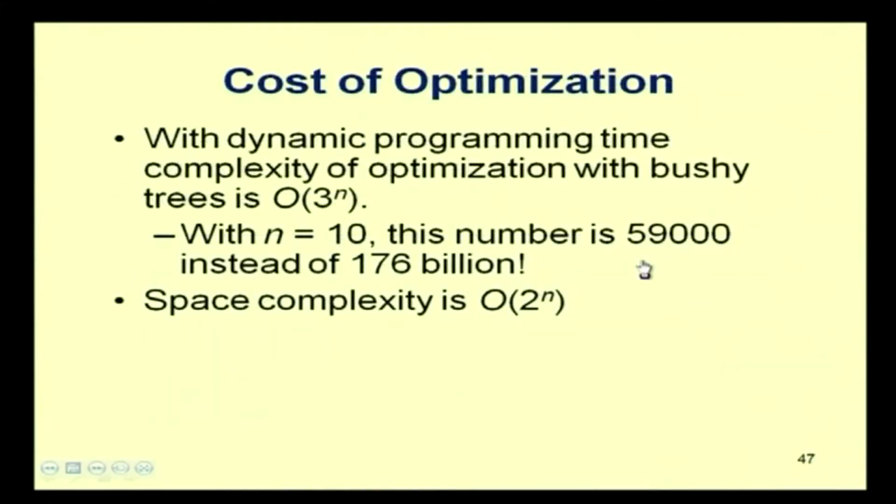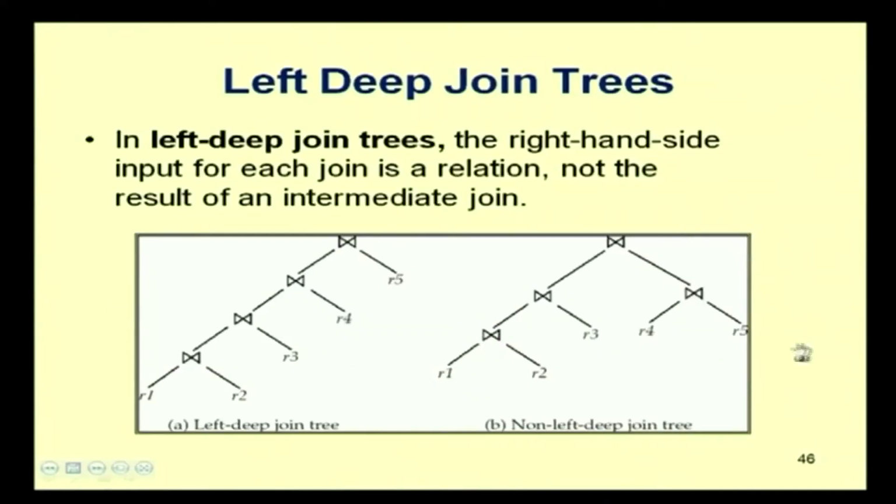With dynamic programming, the time complexity of optimization with bushy trees is of the order of 3 power n. With n equal to 10, this number is 59,000 instead of 176 billion. The space complexity, however, is of the order of 2 power n.